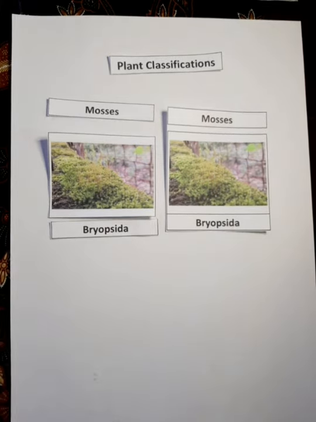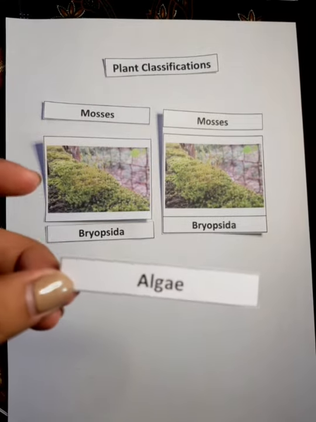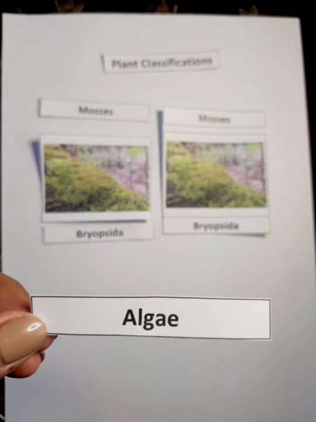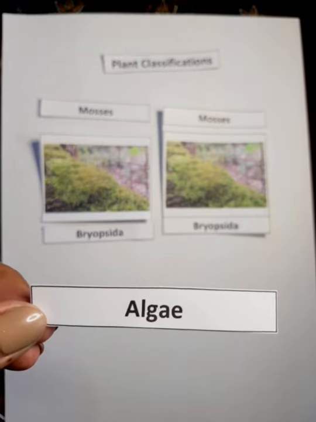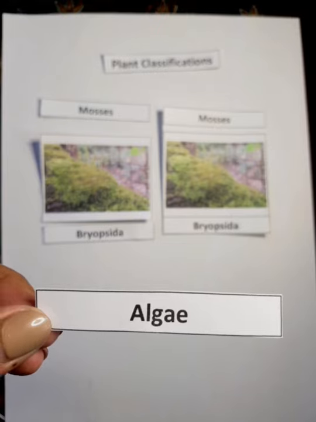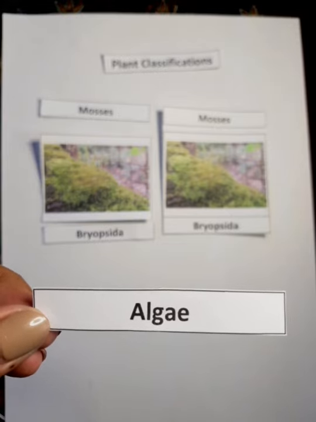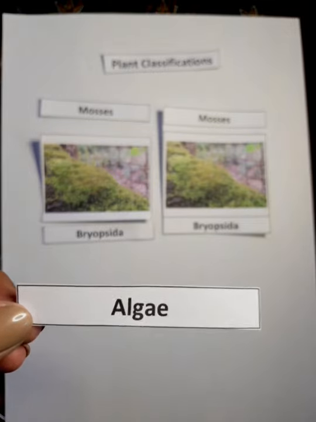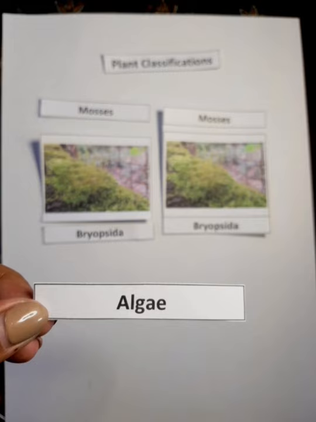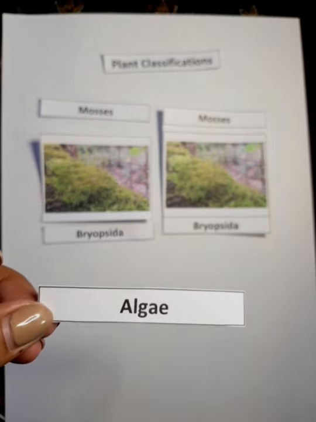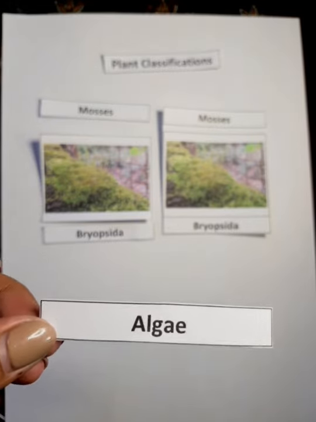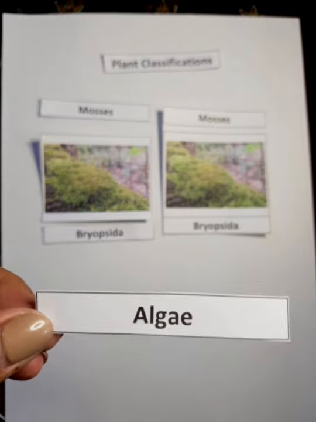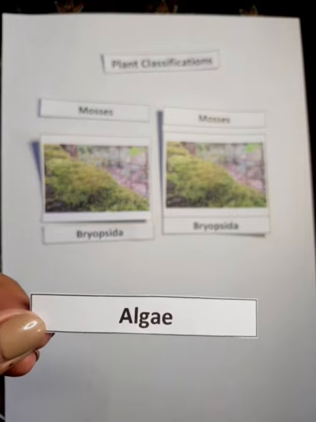The second we call it algae. Algae, they are the simplest plants that do not have roots, stems, or leaves. They are type of plant-like living things that can make food from sunlight by photosynthesis. They live under the river or sea.